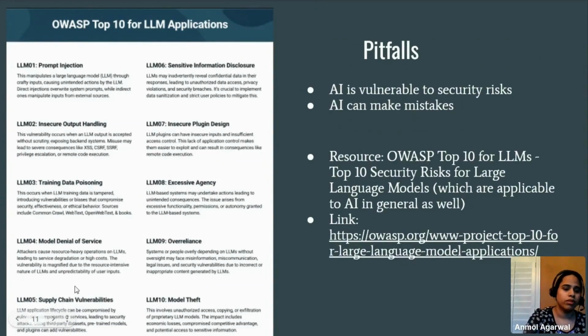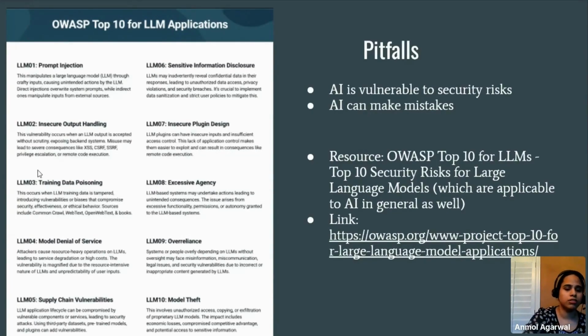So for example, supply chain vulnerabilities, right? Where is your supply chain? How are you getting the data? How are you gathering it? How is the model trained? Training data poisoning is like you have a data point and it's actually something else. So you might label a butterfly as a pigeon, and then the AI would say all butterflies are pigeons, right? So that's an example of data poisoning. And excessive agency is when the LLM is undertaking actions leading to unintended consequences.